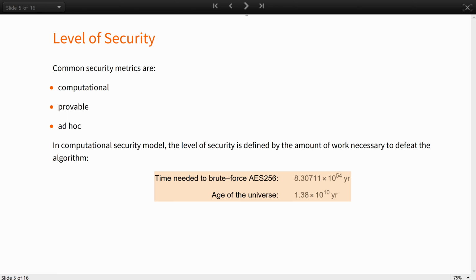The computational security model was discussed in Lesson 8, titled Measuring Security. According to this model, the level of security is defined by the amount of work necessary to defeat the intended objective, like confidentiality or integrity. This work factor is often given in terms of the number of operations required, using the best attack methods currently known. If you recall, in Lesson 8, you have computed the time it would take to brute force AES is significantly longer than the age of our universe.